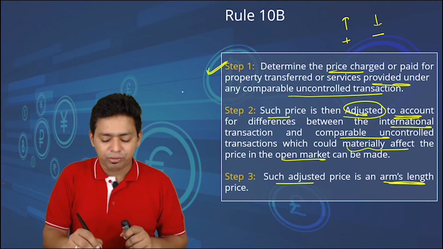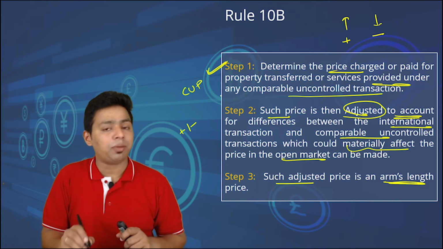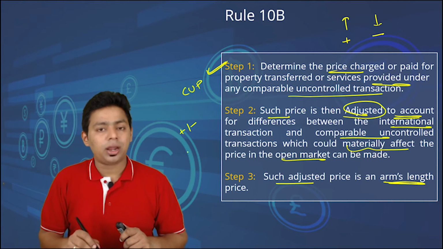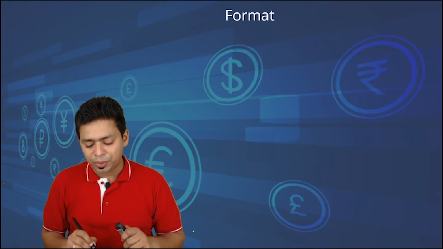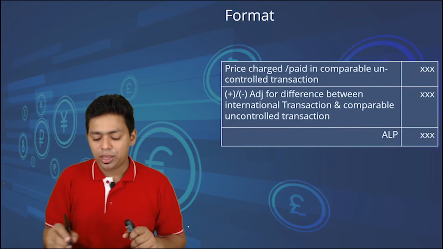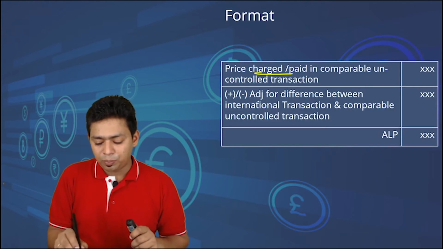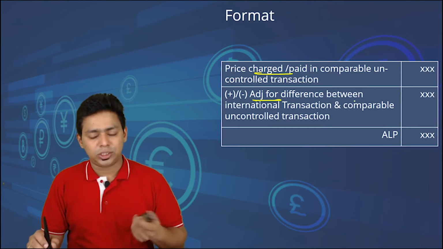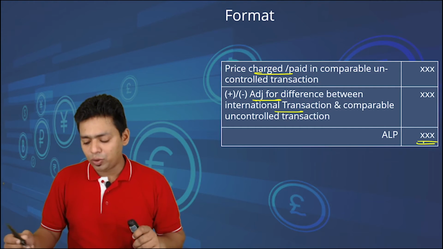So what we have done: first we have taken the comparable uncontrolled price, then made plus adjustment and minus adjustment. After adjusting, that particular price is the arm's length price. Now the arm's length price we will compare with the actual price. The price charged or paid in the comparable uncontrolled transaction, plus or minus the adjustment for differences, will be your ALP.